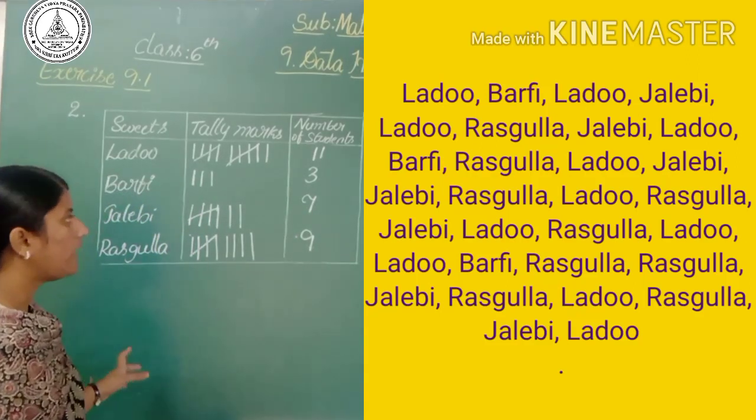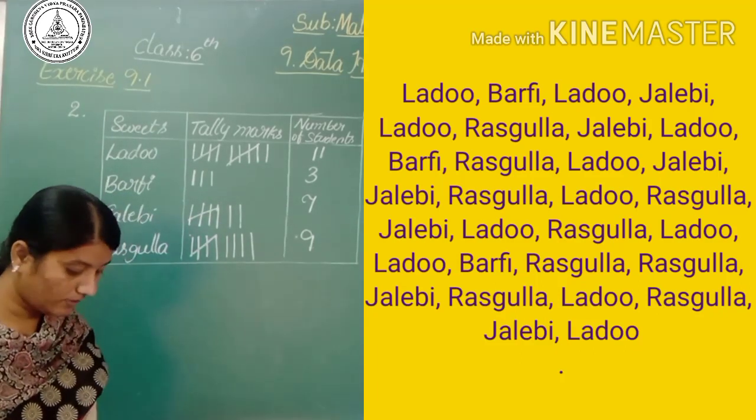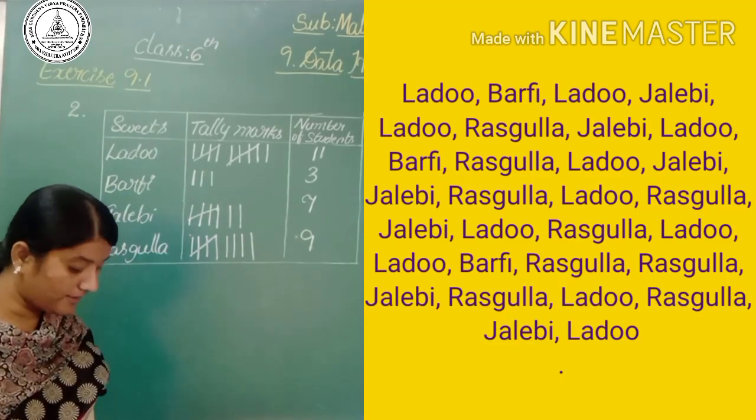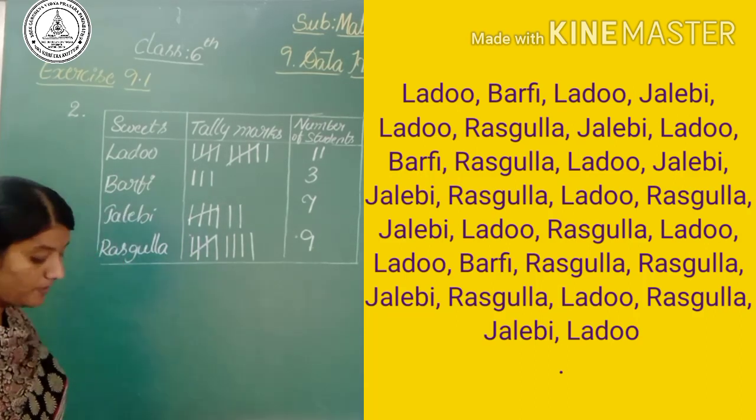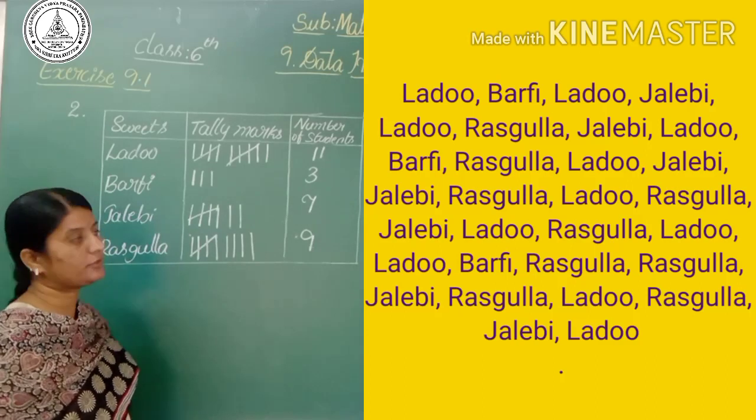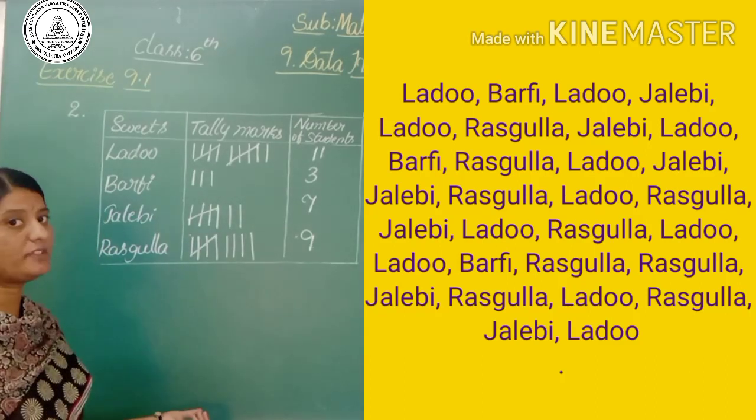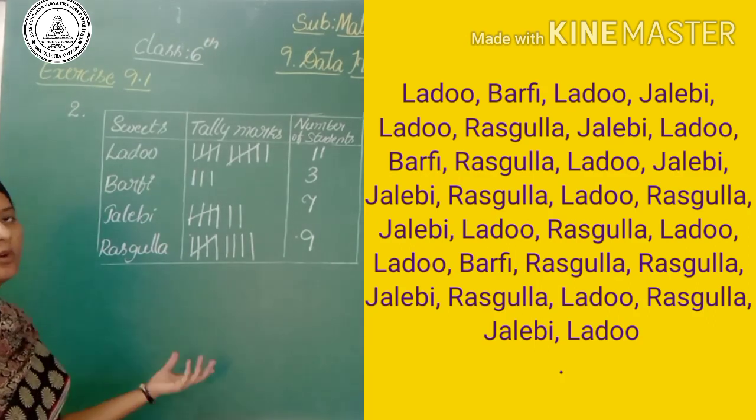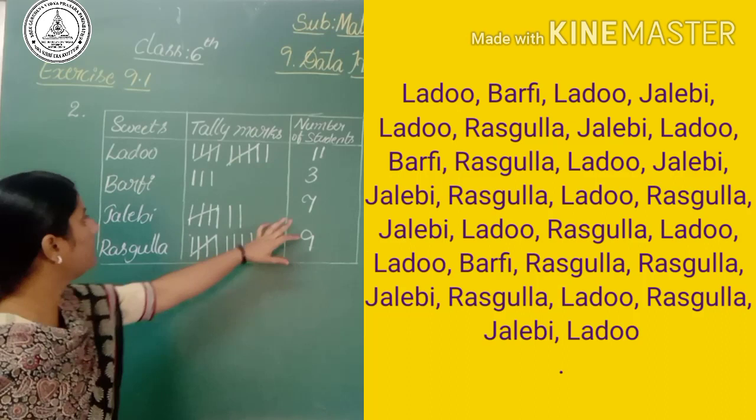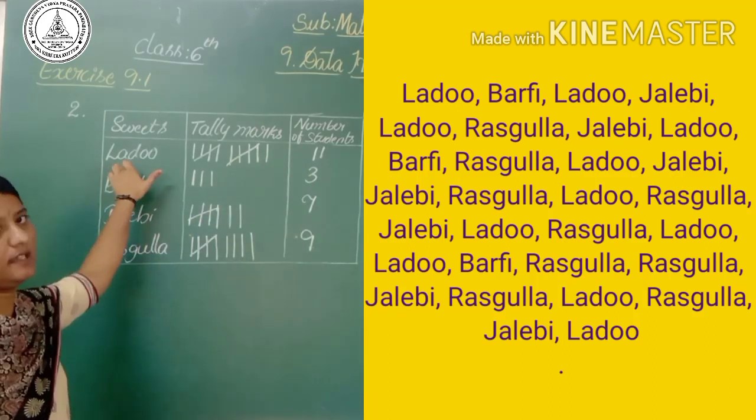Okay, yes, now we have to write down the B1 question. What is that question? Which sweet is preferred by most of the students? So which sweet is preferred by most of the students means which sweet is liked by more number of students. Here the more number is 11. More number of the students like laddu.